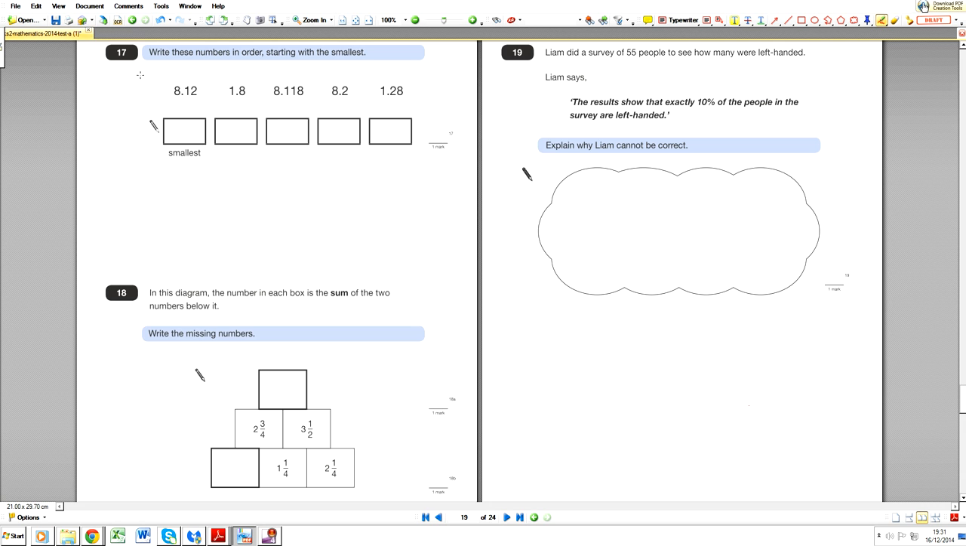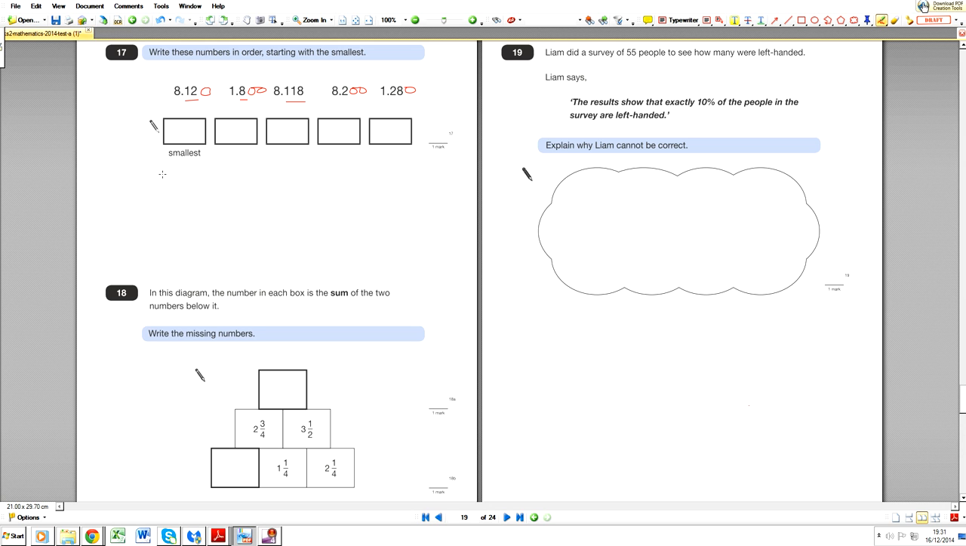Question number 17. Write these numbers in order starting with the smallest. Now, if you look at the numbers, what do you realize? Some of the numbers have 2 decimal places, some have 1, and some have 3. So we're going to write all the numbers with 3 decimal places, then we can compare them more easily. So 8.12 becomes 8.120, 1.8 becomes 1.800, 8.2 becomes 8.200, and 1.28 becomes 1.280.